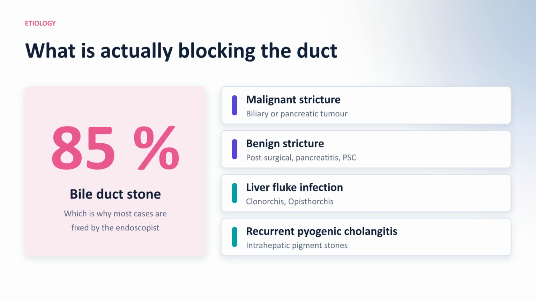So what blocks the duct? In about 85% of cases, it is a bile duct stone. That is the answer most of the time, and it is why the endoscopist can usually fix this in one sitting. The remaining cases divide into strictures, either malignant or benign, infection with liver flukes, and recurrent pyogenic cholangitis. Name the stone, then move past it, because the organizing problem is not the stone. It is the obstructed and infected duct. A tumor that blocks the duct produces exactly the same sepsis a stone does, and the same physiology we just built. What differs is how you get the duct open, and what has to happen afterwards.